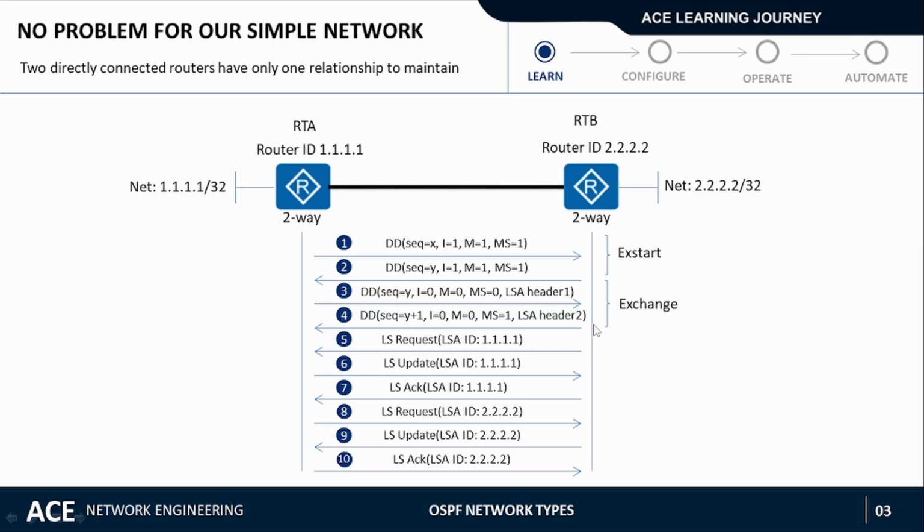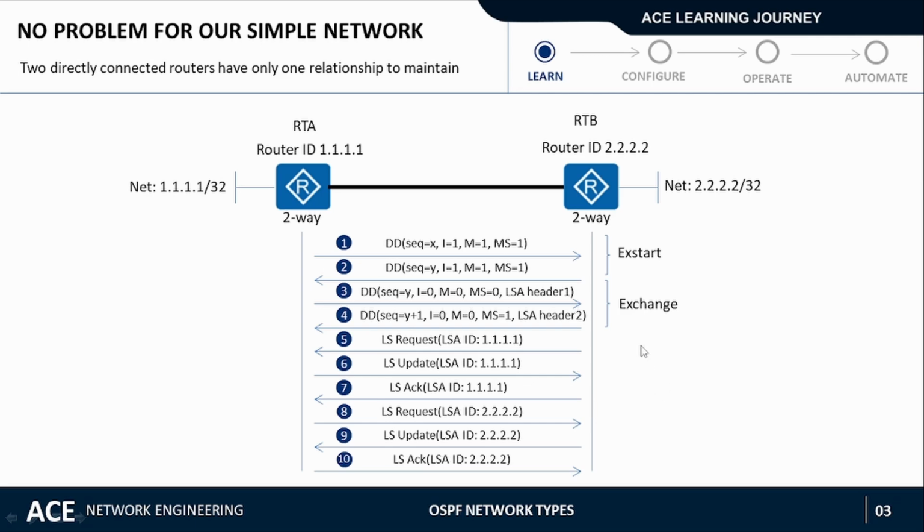Then if a router finds that it is missing a particular network, it will request it. Like here, router B notices that we do not have 1.1 in our database description, so it requests it. And then router A will send the update, the full description of that network. We looked at this in the last video, and I'll leave the link in the description. And then B will acknowledge that it has actually received that update.